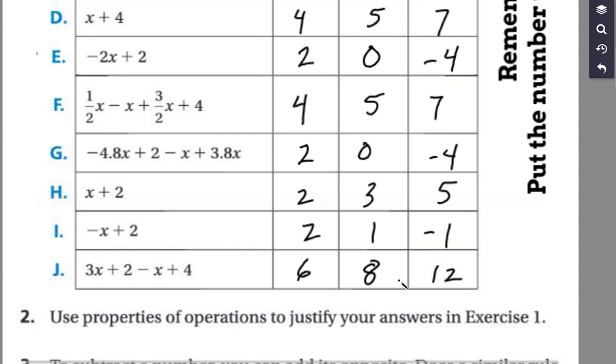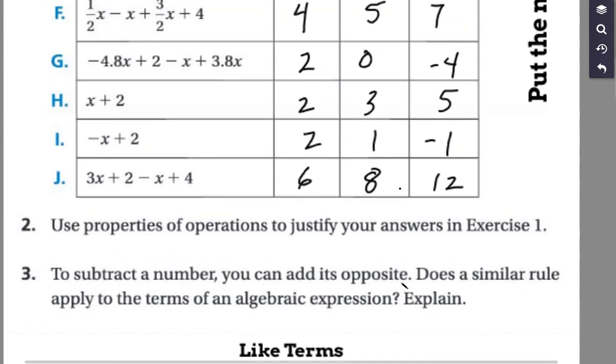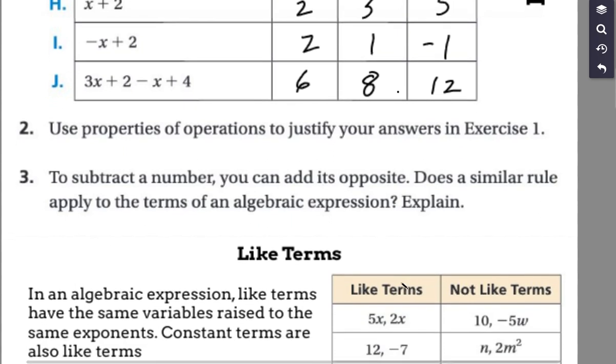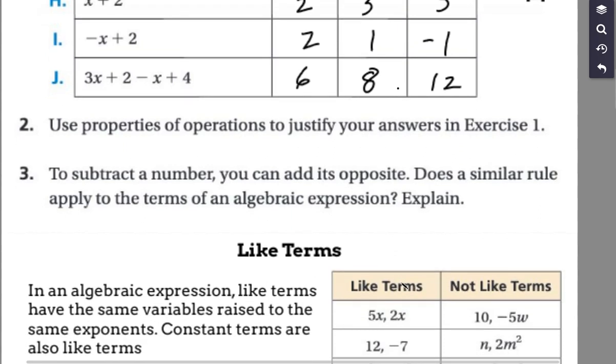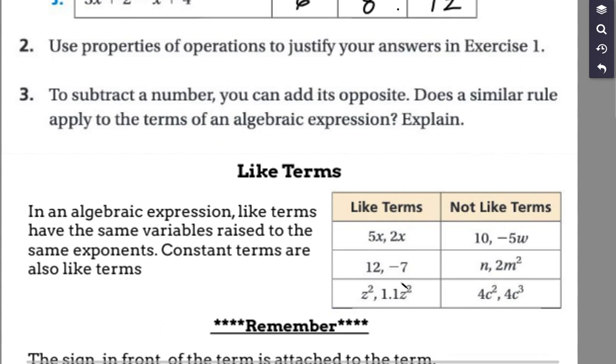So then the next question says, use properties of operations to justify your answers. We are going to go ahead and go to number 3. To subtract a number, you can add its opposite. Does a similar rule apply to terms in an algebraic expression? And yes, of course it does. That would be a yes.